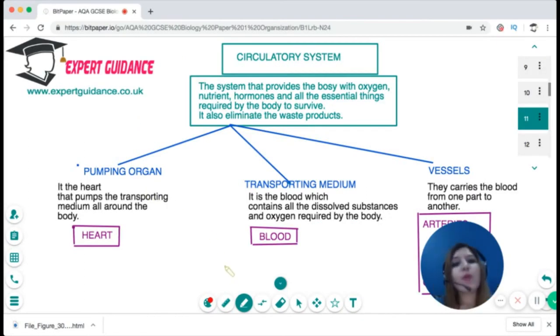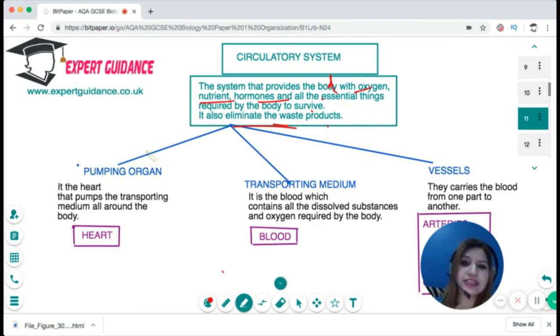Now let's move on to a circulatory system. The question is, why we need a circulatory system? And what is a circulatory system? So circulatory system is a system that provides the body with oxygen, nutrients, hormones, or all the essential things that a body needs to survive. And it also gets rid of the waste products. But why do we need a circulatory system? We need a circulatory system because we need constant supply of all these nutrients.